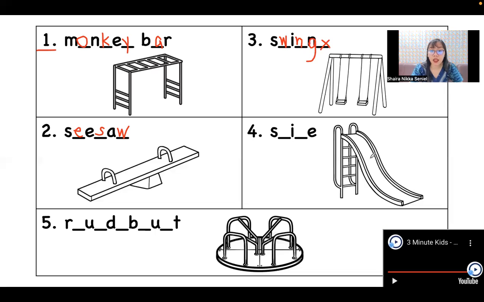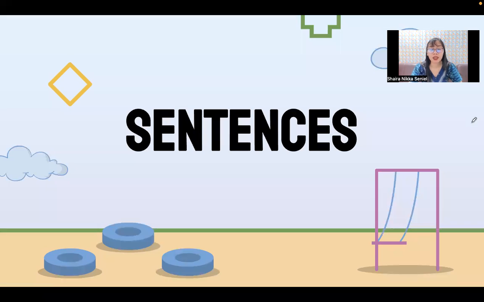The fourth one. Slide. L, and then D. Slide. Okay. Next one is roundabout. Roundabout. Okay, roundabout. Oh no, Teacher Shai is wrong again. Sorry. Okay, roundabout. Okay, so next one is sentences.